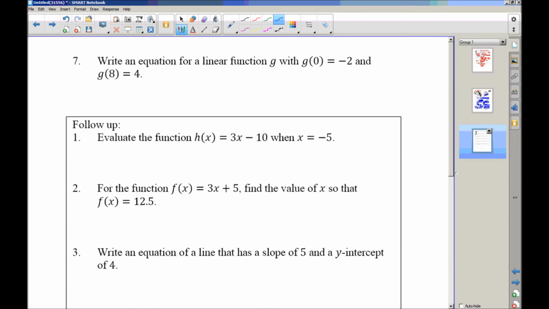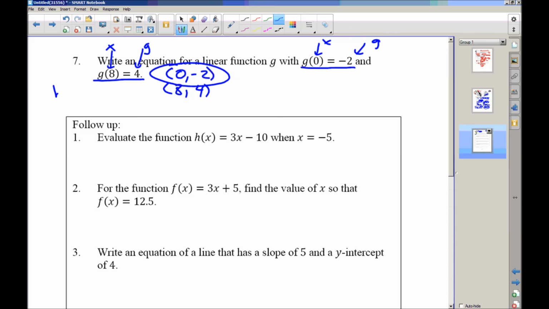All right. Our last page, we have one extra question here on the top. Write an equation for a linear function g with g of 0 equal to -2 and g of 8 equal to 4. So we have these two ordered pairs, 0, -2, and 8, 4. The input x is 0 makes the output g of -2. And the same thing here. The input x makes the output g. Okay? All right, so once again, we have our g-intercept. That's -2.